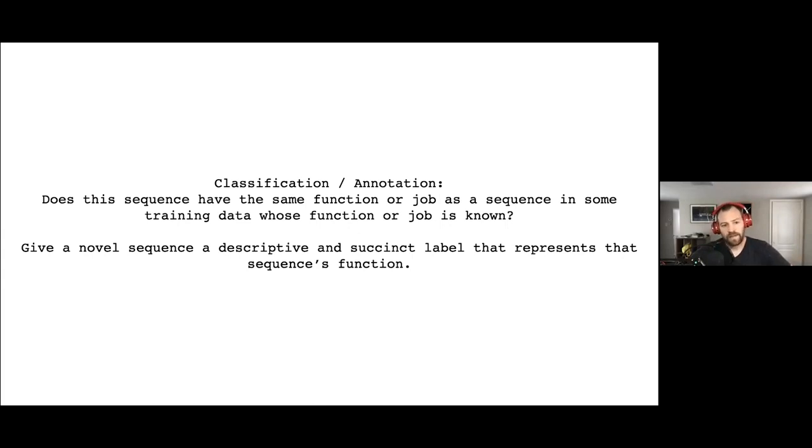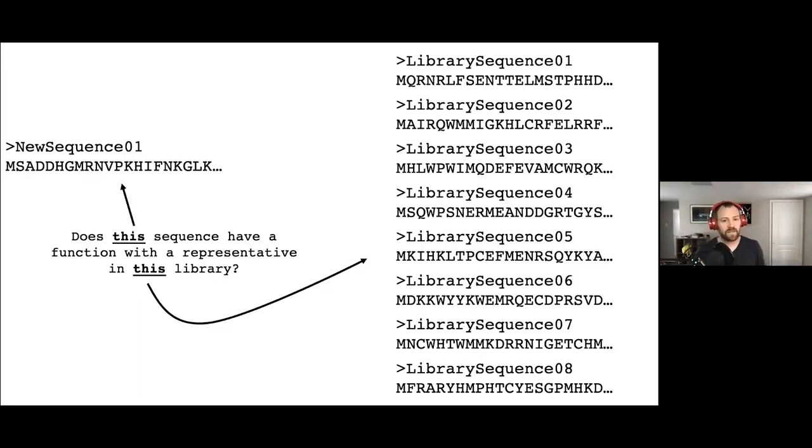This is the task of taking a novel gene sequence and assigning a function to it based off of a library of sequences that you have, so your training data, that have known functions attached to them. So you want to give a novel sequence a descriptive and succinct label that describes that sequence's job or function within a biological system. In a cartoon schematic, it looks a little bit like this. You start with these text strings, essentially, that are amino acid sequences, and you try and figure out, does my new thing have a function represented in my library? So this is just classification, nothing crazy fancy.